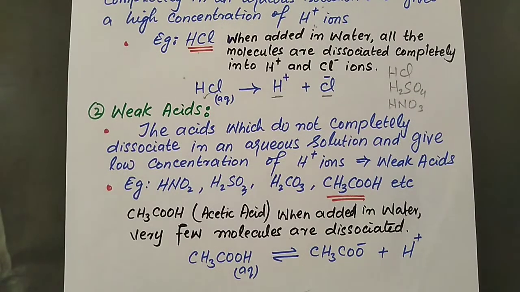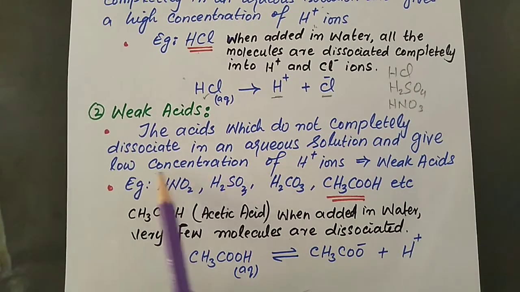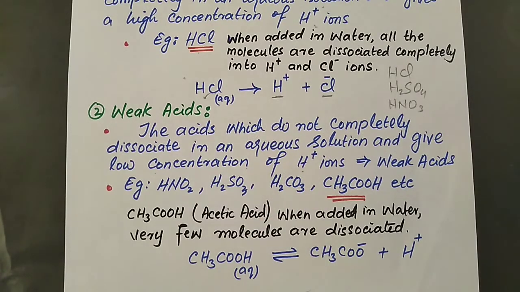Weak acids. The acids which do not completely dissociate in aqueous solution, which partially dissociate to some extent, not 100% or 95% of the molecules dissociate in this case. In this case, very few, approximately 20%, 30% of the molecules dissociate into their respective ions and give very low concentration of hydrogen ions. Such acids are called weak acids.